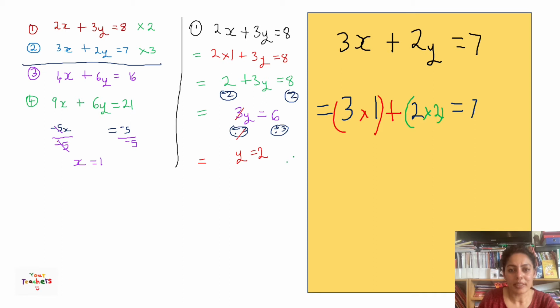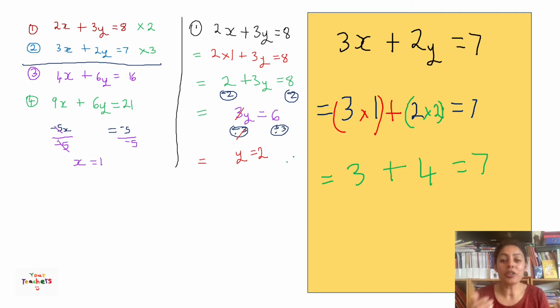Let's put them in brackets as well. So now we know 3 times 1 is 3. Add 2 times 2 is 4. And if we do 3 plus 4, it gives us 7. Way! It's working. Brilliant. And you can substitute. Remember, you're switching over just like they do in football.